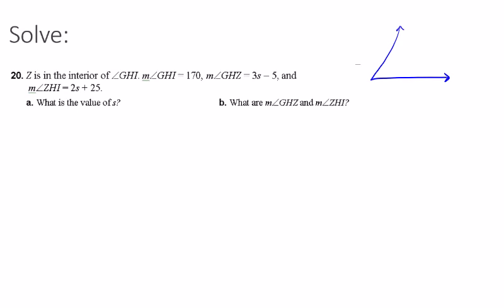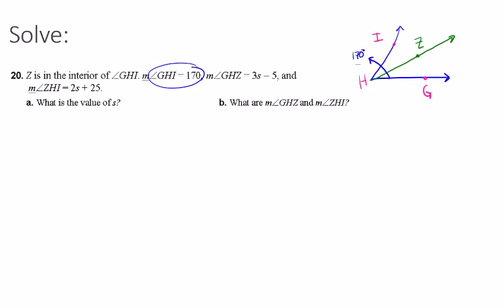All right, so I have angle GHI. So remember, H is the vertex. And then I have G and I. And then Z is on the interior, right? So somewhere I have Z. Okay. And so I can make ray HZ. Okay, so then let's fill in these values. So GHI is 170, right? So this angle here is 170.